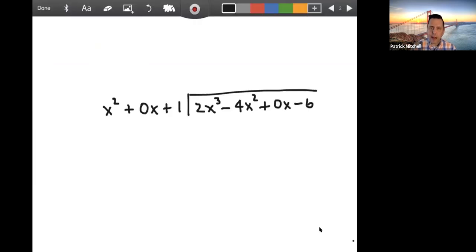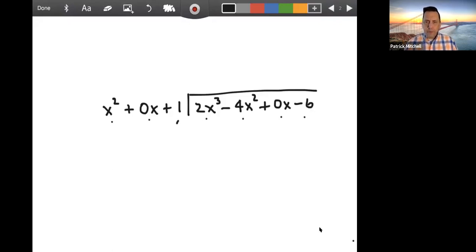Okay, so that's how the setup looks. So x squared plus 1 becomes x squared plus 0x plus 1. And 2x cubed minus 4x squared minus 6 becomes 2x cubed minus 4x squared plus 0x minus 6. And when you do this problem, hopefully you'll see why that placeholder is so important. So go ahead and pause the video and try this one, and then come back and we will compare notes.